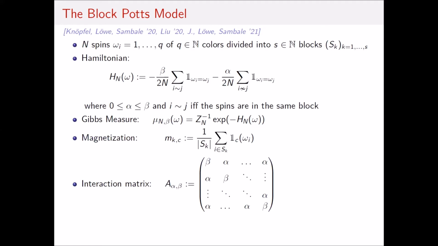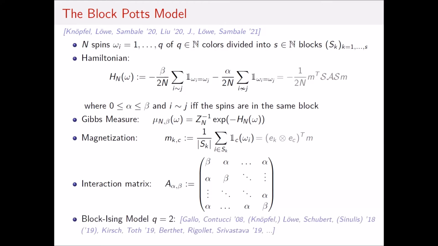let's say, c-colored spins in the k-th block relative to the size of the k-th block. We should also define the interaction matrix A, and one special interaction matrix is given here, A_alpha,beta, which just has beta on the diagonal and alpha everywhere else. If we now give this matrix a bit more structure, as we will see later, then we can also write the Hamiltonian as a function of the magnetization, meaning that the magnetization is an order parameter for this model. Note that the research on block spin systems began with the block Ising model corresponding to q equal to 2.